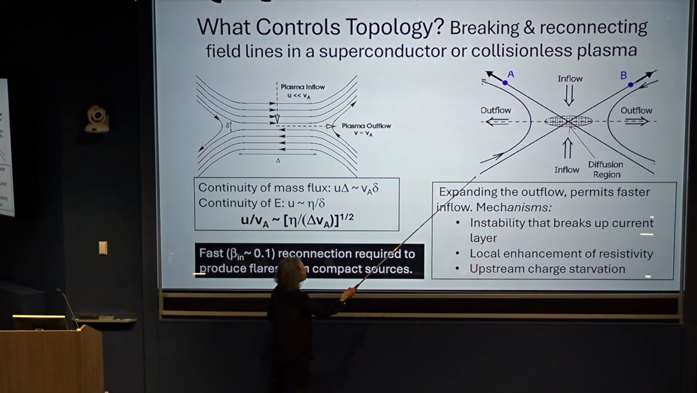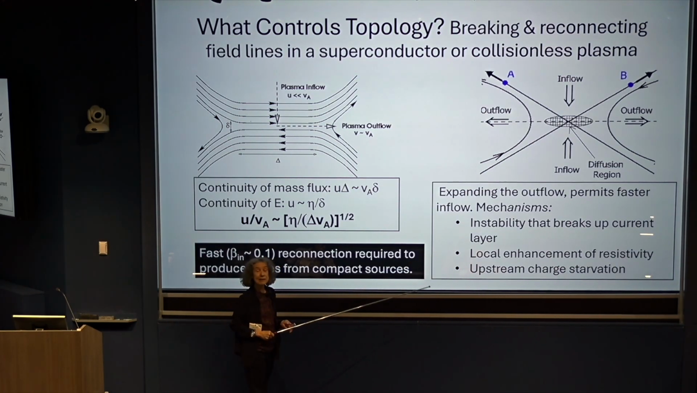So what will take you from this to this? Well, there's an instability that breaks up this current layer. It's called the plasmoid instability. It was the PhD thesis of Nuno Loureiro, who died so tragically a couple of months ago.